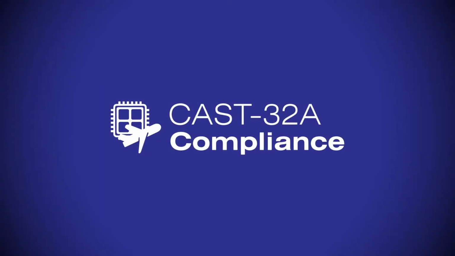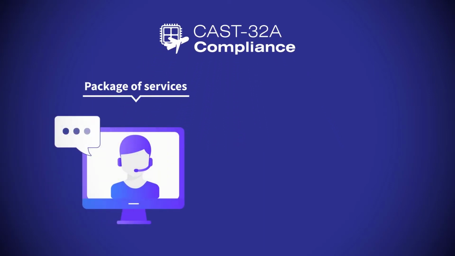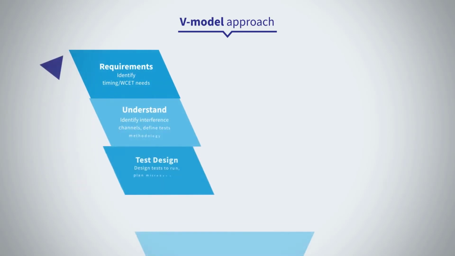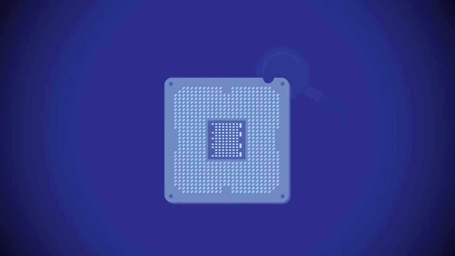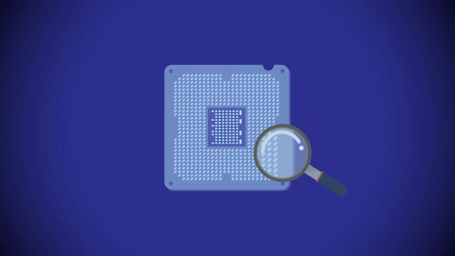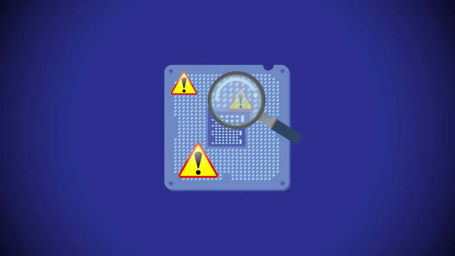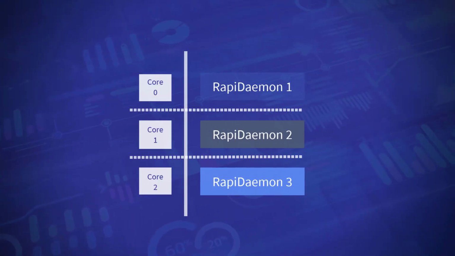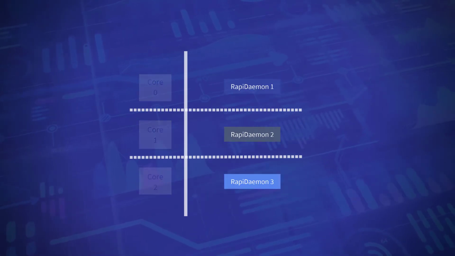Rapita Systems have developed their CAS 32A compliance solution to help meet these objectives via a combination of advanced tooling and engineering services. The Rapita Systems approach to multicore timing analysis uses two phases within a test methodology for measuring multicore interference channels. The first phase is platform characterization, wherein the platform is defined as both the computational hardware as well as the RTOS. In this phase, we check the outer bounds of possible multicore interference by competing rapidemons against each other on all cores.